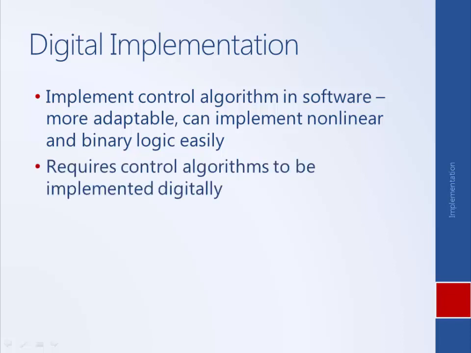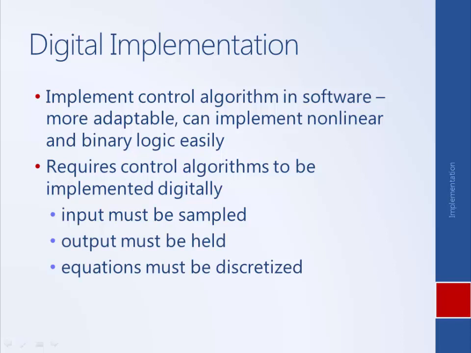In order to implement the control algorithm in software, it tends to be run on a digital computer. And so when you implement something digitally, you need to sample the input, you need to hold the output, and the equations must be discretized in order to implement them. And I'll try and explain better what all of this means, but it's different than what we've been doing so far. Everything that we've done so far assumes basically continuous dynamics. We haven't considered the sampling or the digitization of these algorithms.